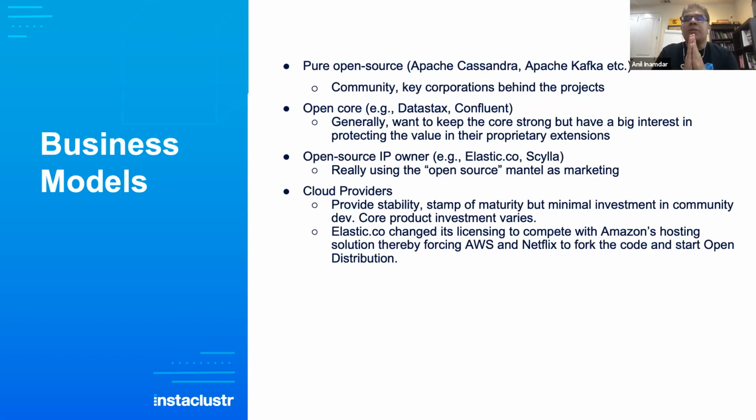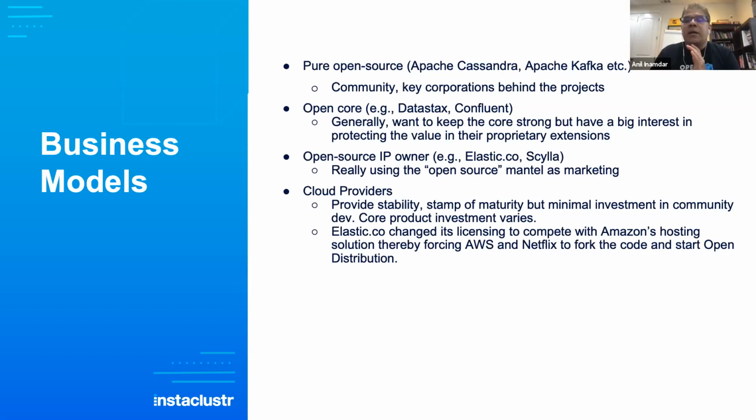The next model is open source IP owner. Now, these vendors may have an open source license and the code may be completely transparent, but as they own the IP, the open source mantle is used only as marketing. Most of the committers of the projects are also, in most cases, from the vendor owning the IP. Examples are Elastic.co and Scala.